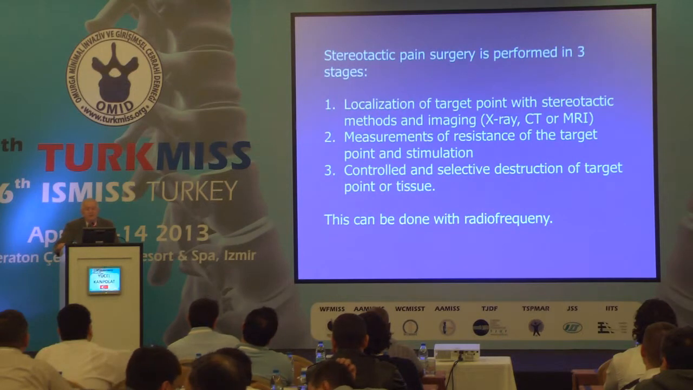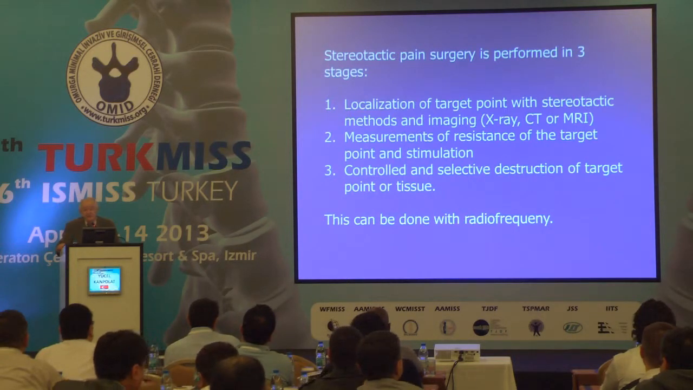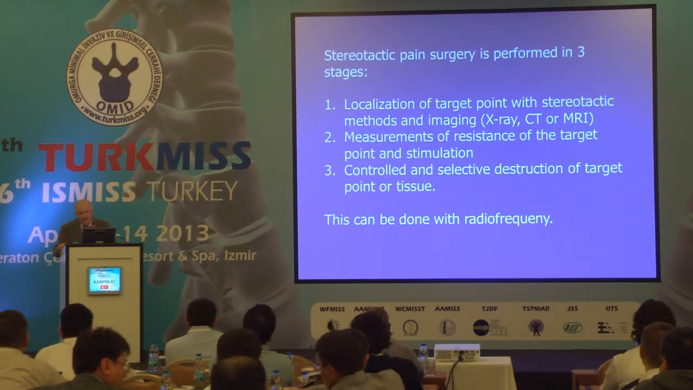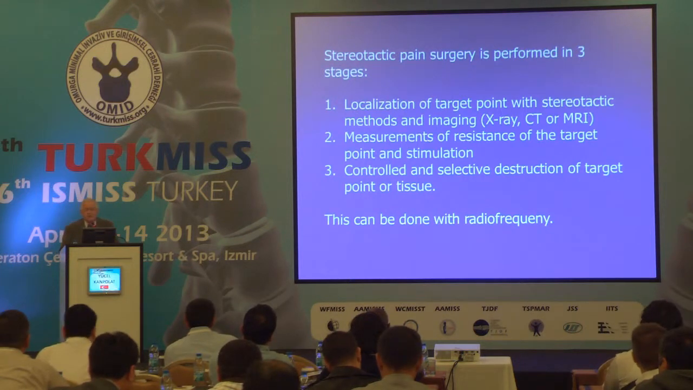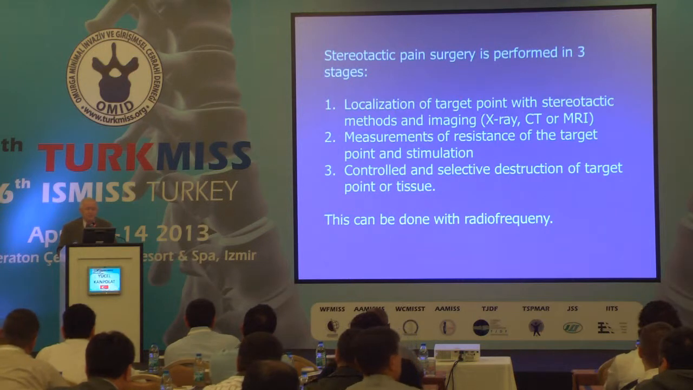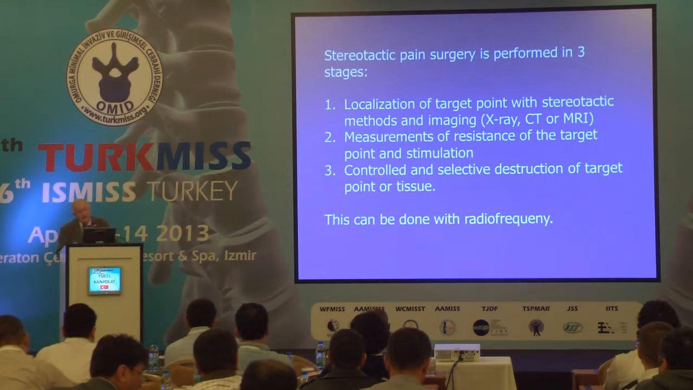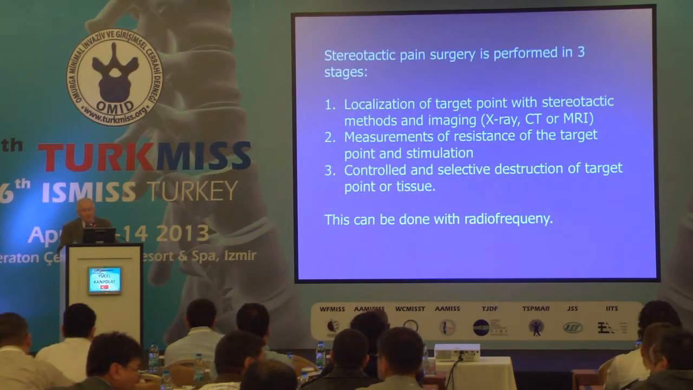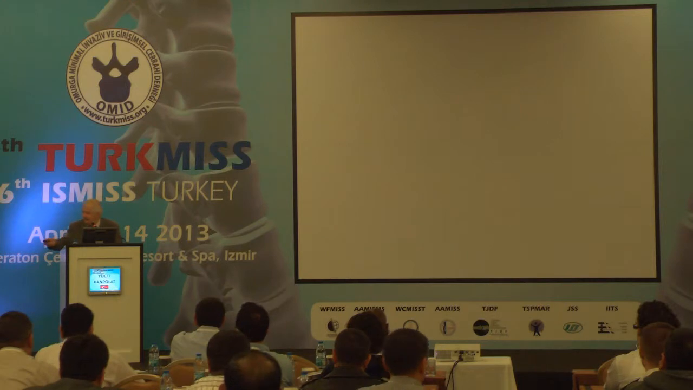Stereotactic pain surgery is performed in three stages. One is localizing the target point with stereotactic methods or imaging. It is possible to obtain by X-ray, CT or MRI guidance. Two, measurement of the resistance of the target point and stimulation. And finally, we make the control and selective dissection of the target point or tissue. I like to use radio frequency. Could I have it?